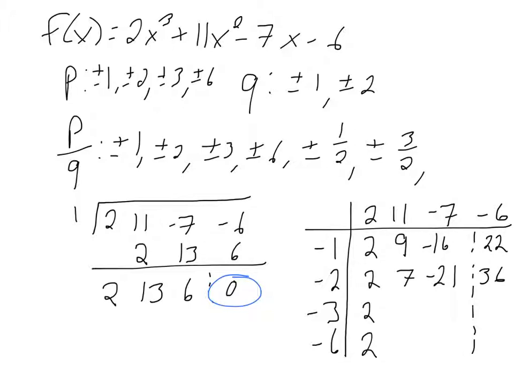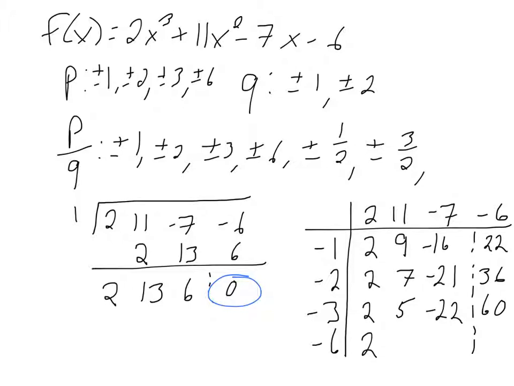The next one, negative 3 times 2, will give me negative 6, and 11 is going to be positive 5. Negative 3 and 5 is negative 15, and negative 7 is negative 22. Negative 3 and negative 22 is positive 66, and negative 6 is 60, so that's definitely not a factor. And then negative 6.